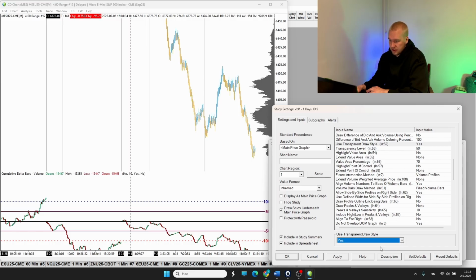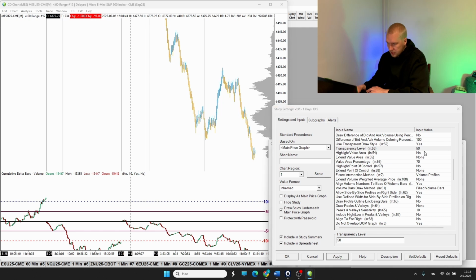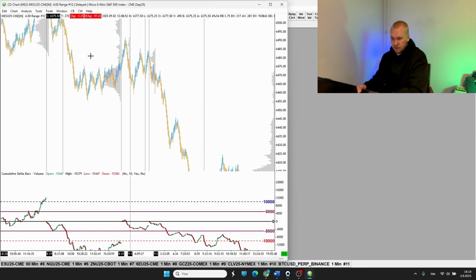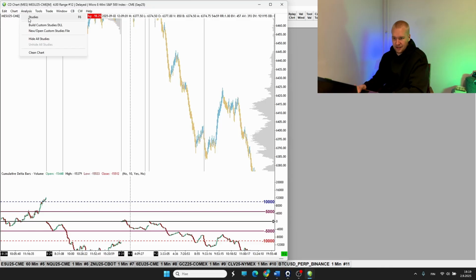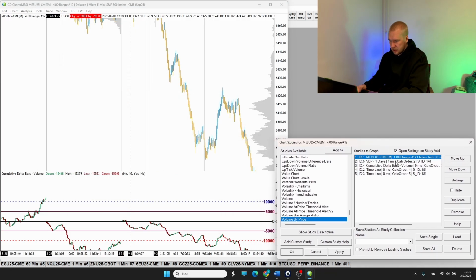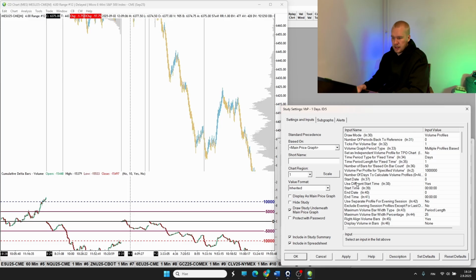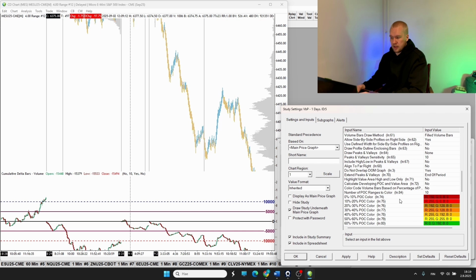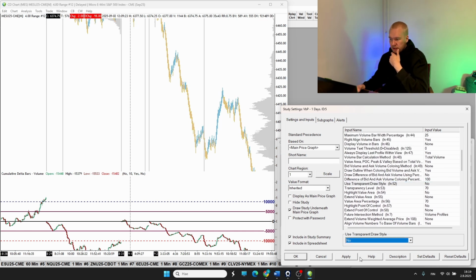We also have transparent draw style. This was kind of interesting. So we put yes, and then we can change the transparency level. If we put it at like 70% transparent and then look at how it looks with the previous days, you can actually see more clearly the candles that are within. But again, this is an optional setting, so I'm not going to put that on. I have no problem if the previous days' candles are within the volume profile. So I'll just take it off here.